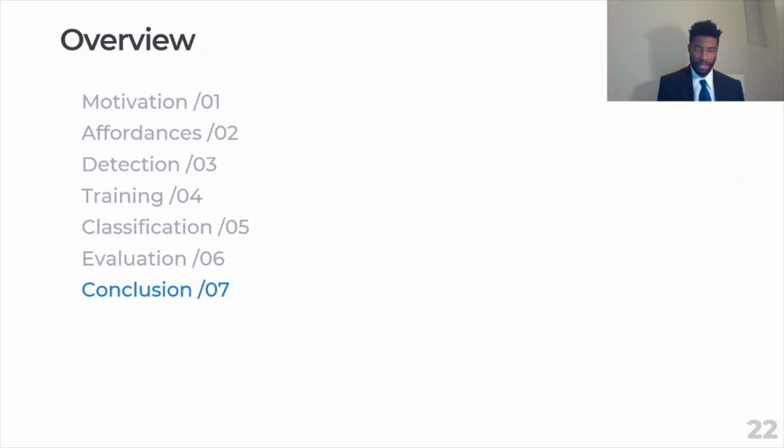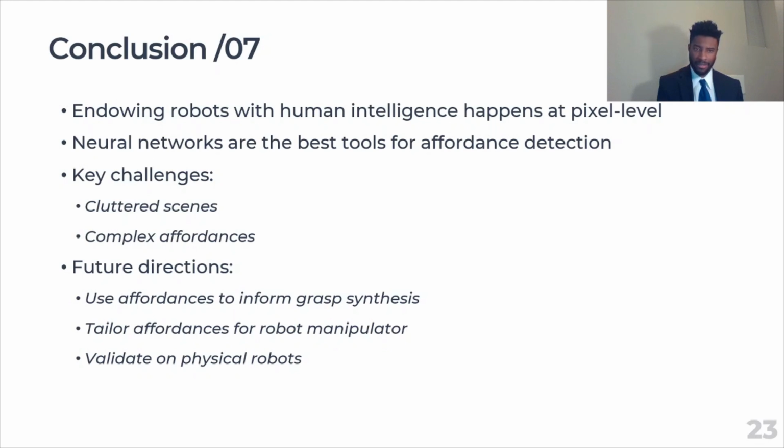So now for the conclusion. As we have seen previously, it's now possible to endow robots with human intelligence, which happens at the pixel level. You give robots the ability to understand objects as humans do by labeling the affordances at the pixel level. This is done either by hand or through neural network artificial intelligence. Neural networks, though, are the best tools for affordance detection because they are the most robust to new objects. They have the most variability when it comes to new features or adding in different new things, as opposed to random forest implementations.